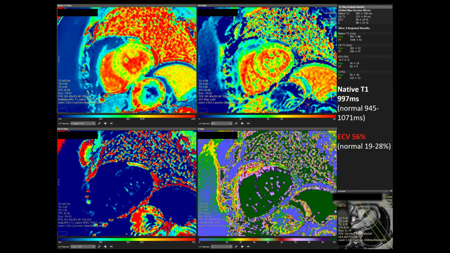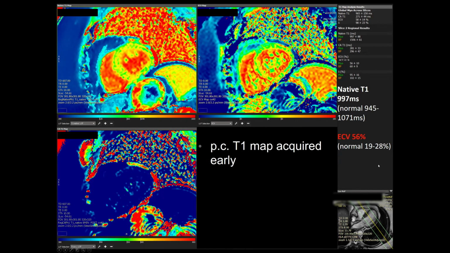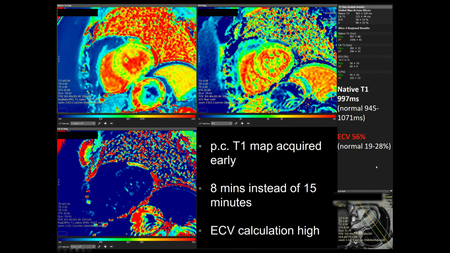Here you can see a patient with normal native T1 and markedly elevated ECV. So are we dealing with amyloidosis? When we interrogated this case some more, we were able to figure out that the techs are very good at trying to save time, and so they acquired their post-contrast T1 maps early at 8 minutes instead of 15 minutes, and the ECV calculation was therefore high.